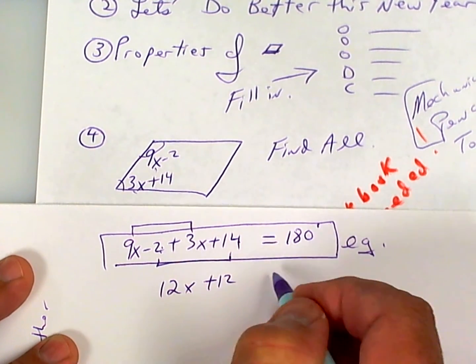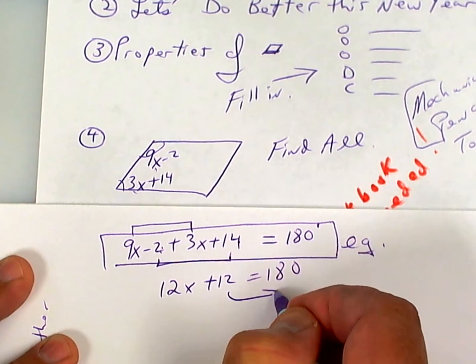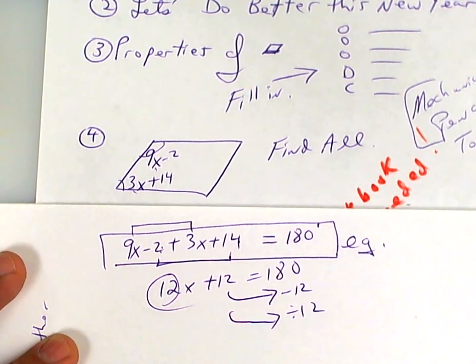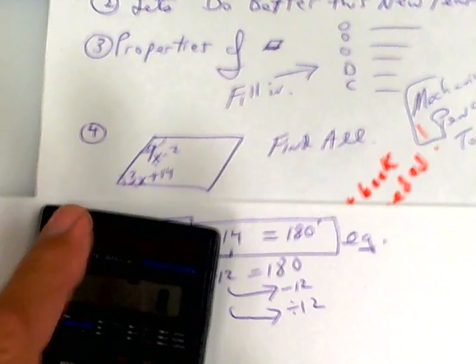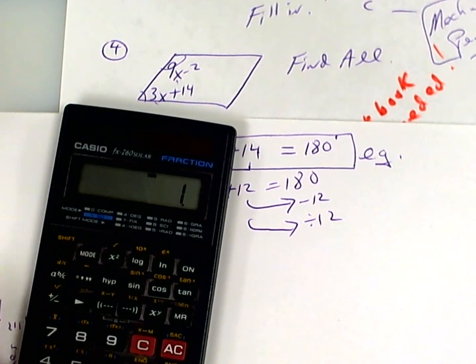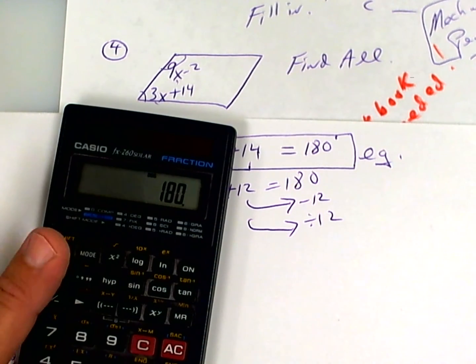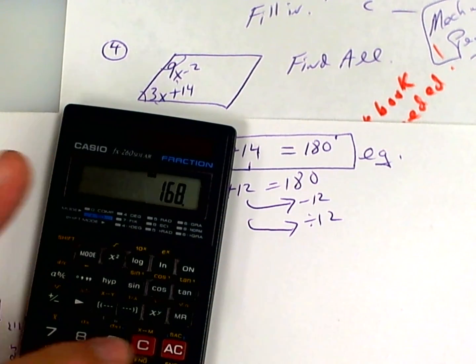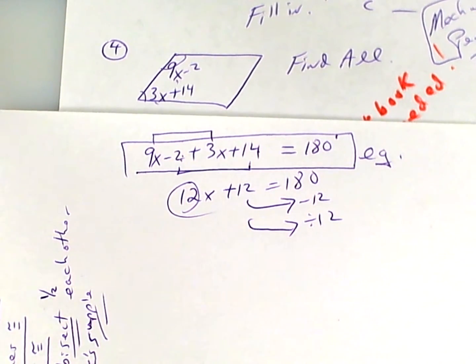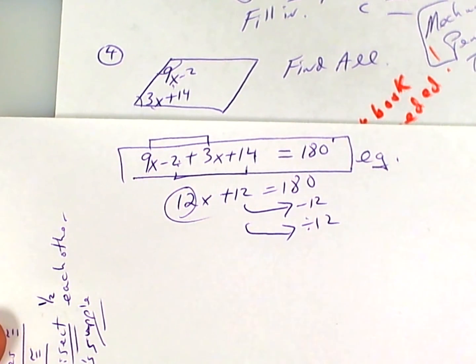So 14 minus 2 gives me 12. So put plus 12 equals 180. Now we're going to subtract 12 and then divide by that 12. I don't have a calculator here. Well, there it is. We're going to pull out the magic calculator. We take 180 minus 12, press equals, and then divide by 12, press equals. Bam, we get 14. I like 14. Why? Well, it's not a decimal. That's the way we roll.